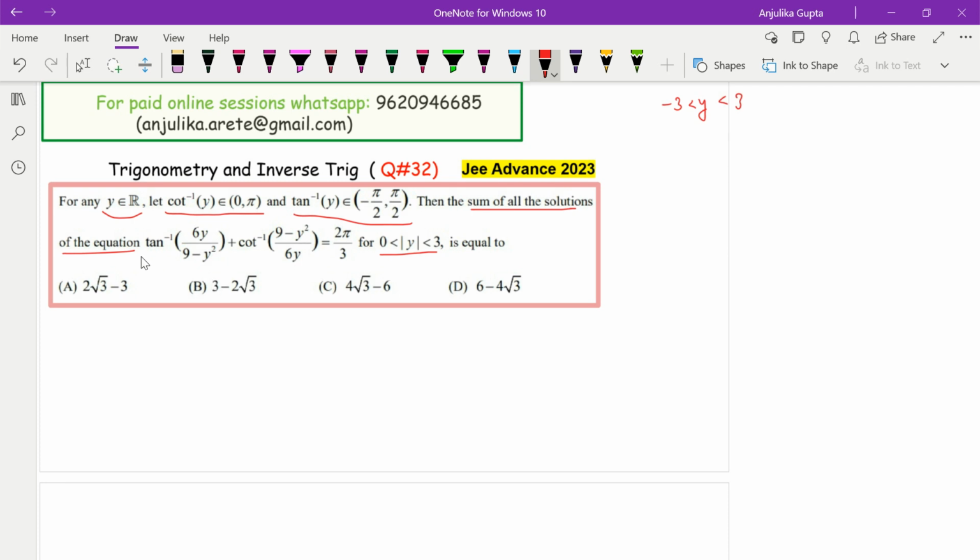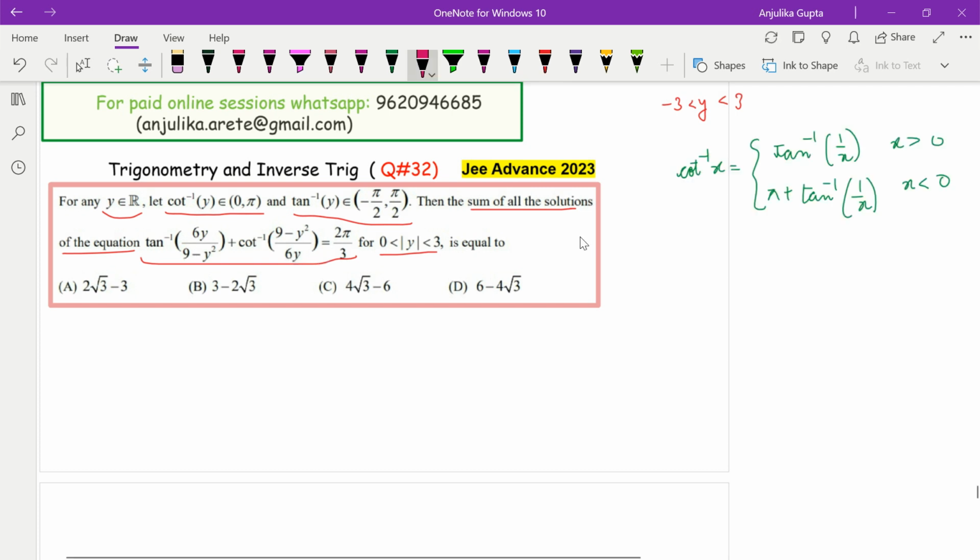Okay, now let's look back to the equation. What does it say? That tan inverse of something plus cot inverse of another something. Now do you see what this something is? Reciprocal, right? Reciprocal of this. That is what is here. What do you think? Which formula do you want to use? This one, right? So let's start using that.